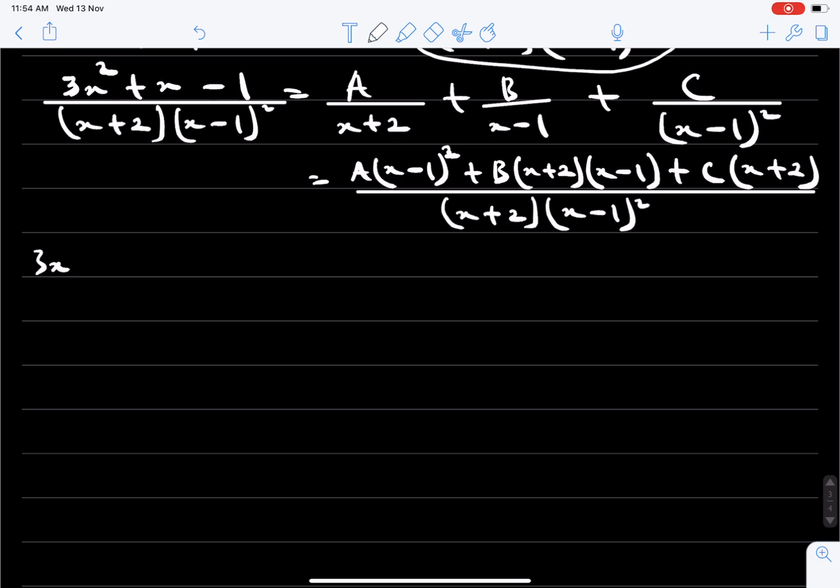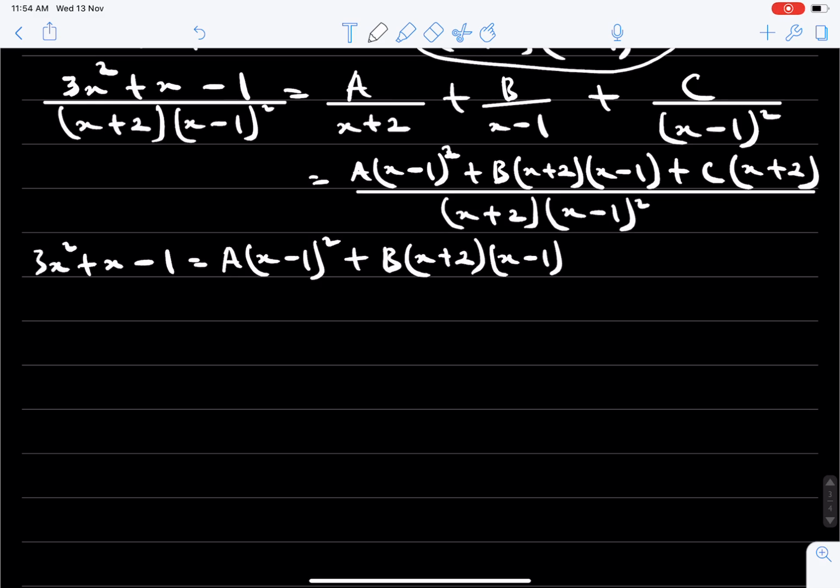And that means 3x squared plus x minus 1 is equal to a times x minus 1 squared plus b times x plus 2 times x minus 1 plus c times x plus 2. We can use the cover-up method here too.